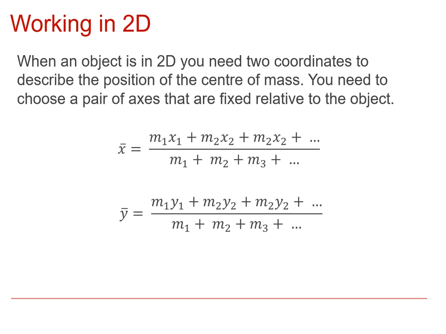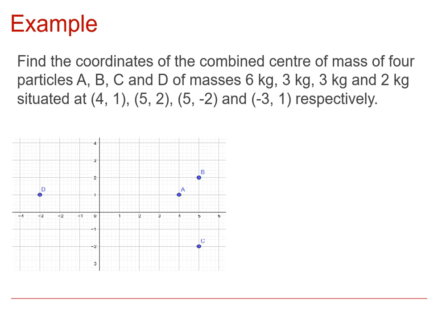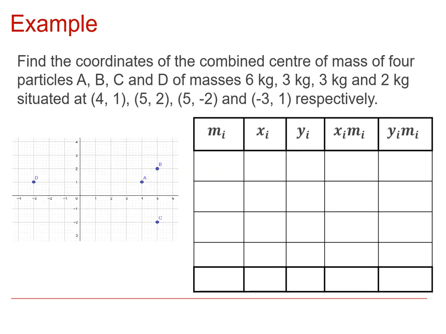Now the calculation in 2 dimensions is no different really from 1 dimension. We just do the same thing in the y direction as we've already been used to doing in the x direction. So that's nice, very simple. And here's an example. So we have 4 individual masses here, A, B, C and D, and we're going to try to calculate the position of the centre of mass of those four objects combined. Alright, now we're given a coordinate system there to work with, so we'll work with those coordinates, and here we have a table that we can use to do our calculation.